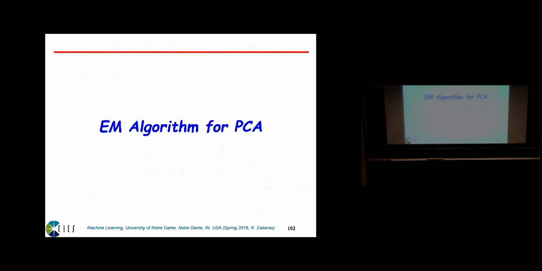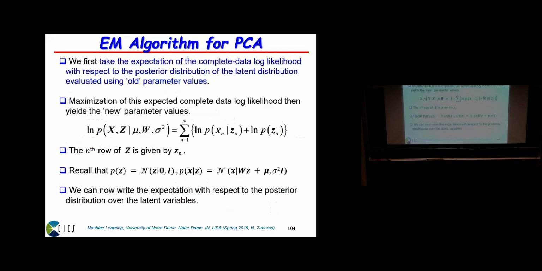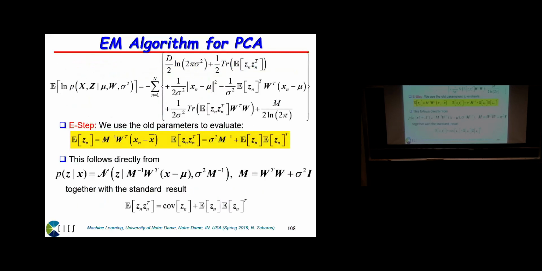So let me show you the algebra. This is the joint log likelihood of X and Z. We know this Gaussian from the generative model, and we know this Gaussian from the prior model. So that's the joint log likelihood. These are the formulas. Now we need to calculate the expectation of the joint log likelihood with respect to the posterior of the Z variables.